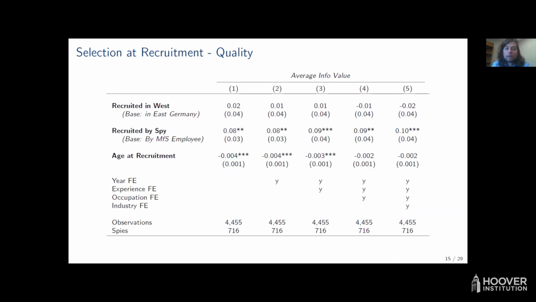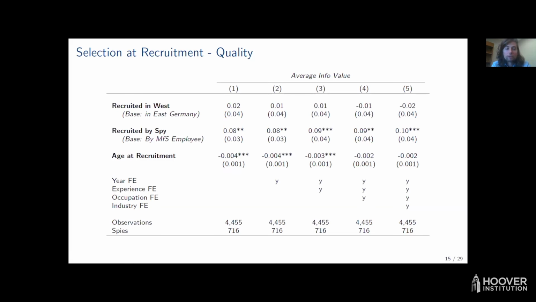And in particular here, we know that spies who were recruited by a fellow spy deliver information that receives about 0.1 higher value grades by the East German Secret Service. And that's very meaningful because the very, very high quality information was extremely important. And so that's about a 10% chance to move from a high quality information to a very high quality information, for each information. And the other thing that's noteworthy in this table is when you look at the row of age at recruitment, you see that there are significant negative effects in the first 3 columns and then not anymore.